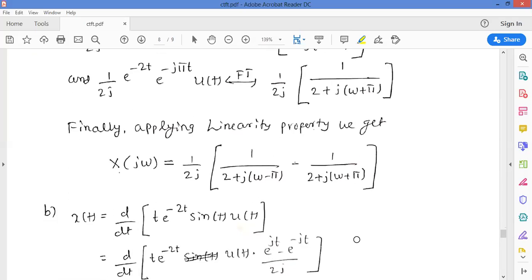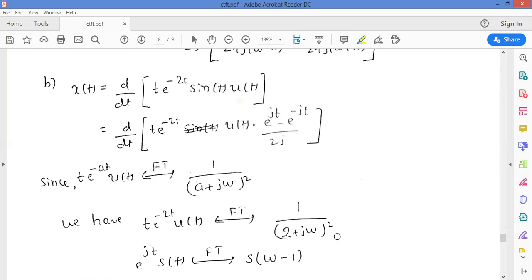Okay. Let us take another interesting problem: t e power minus 2t sine of t u of t. So t e power minus 2t you leave as it is. Sine of t you write as e power jt minus e power minus jt divided by 2j. u of t I retain. The procedure will once again remain unchanged.